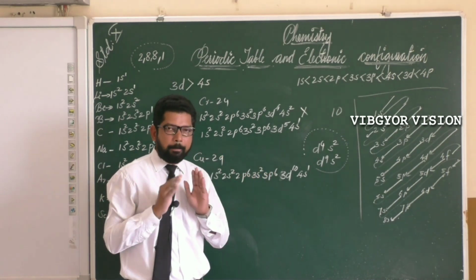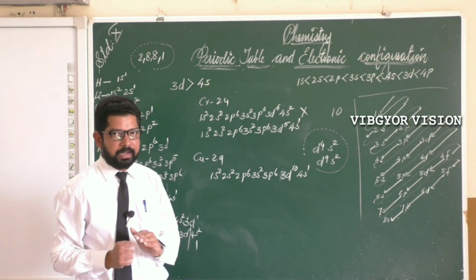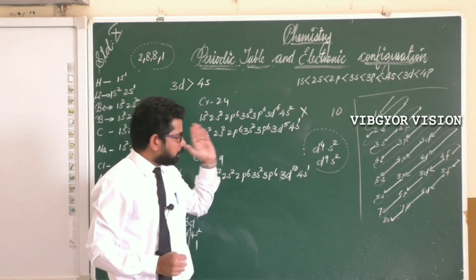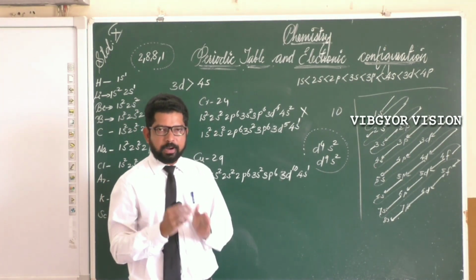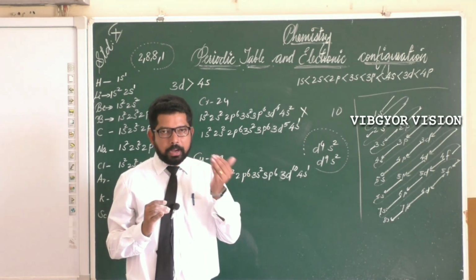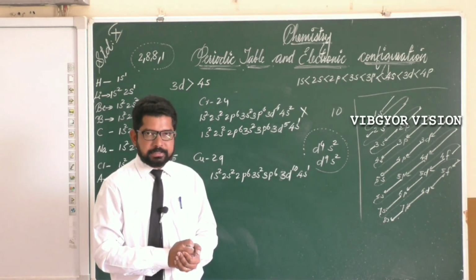If the d shell is completely filled or half filled, it will have high stability. And the same is the case with the f shell also. What is the case with the f shell? If it contains 7 electrons or 14 electrons, then that atom will be highly stable.